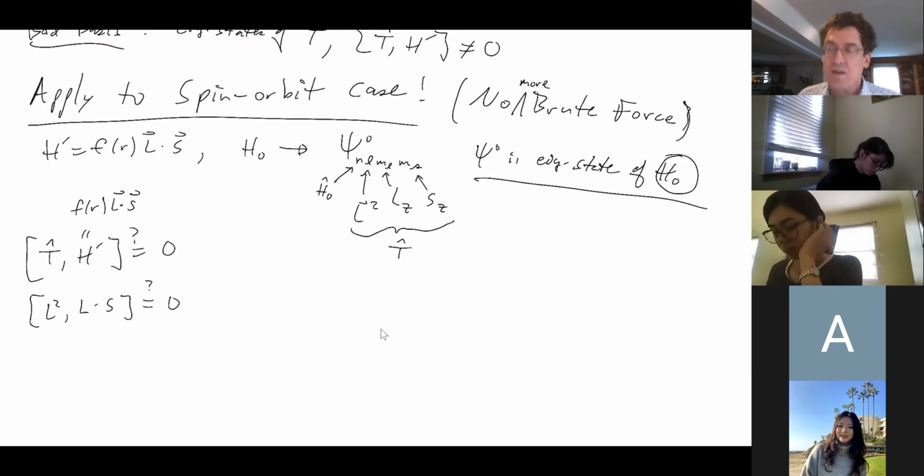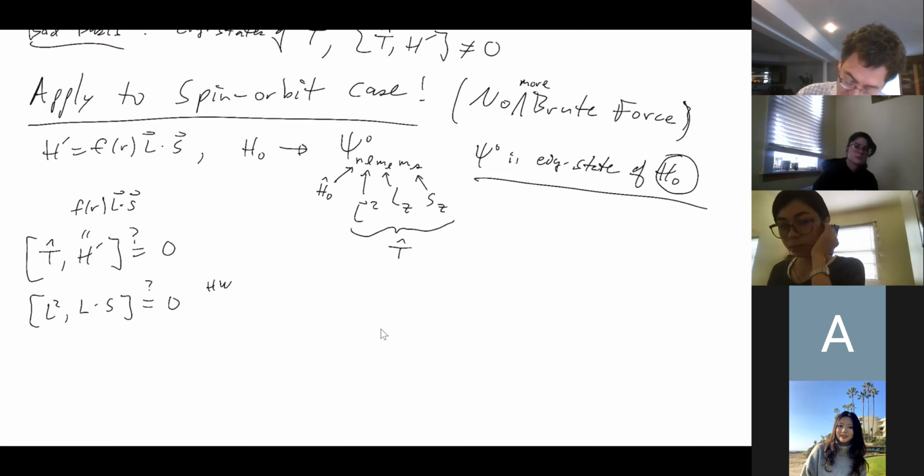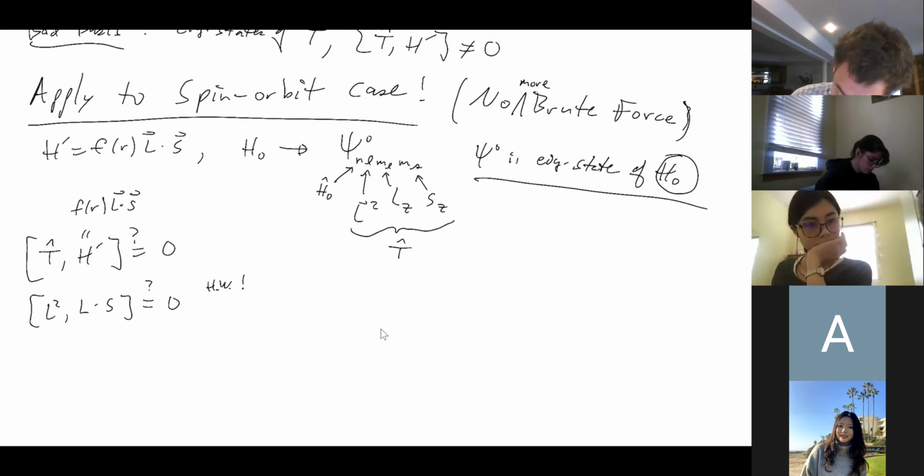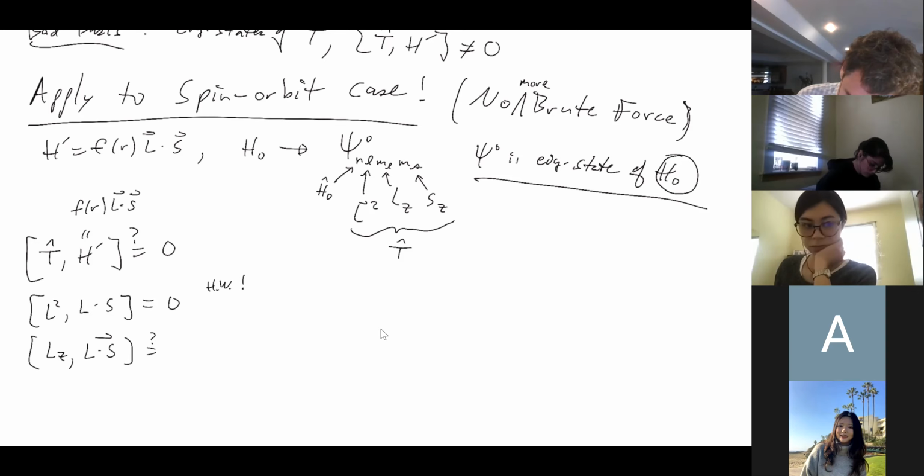Do they? This is homework. I want you guys to actually go and figure this out. But the answer is yes, it does equal 0. L squared and L dot S do commute. But now let's look at another one. LZ and L dot S. Does this equal 0? And let's look at another one, SZ and L dot S. Does this equal 0?